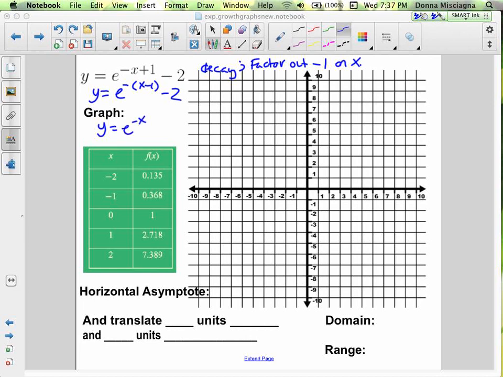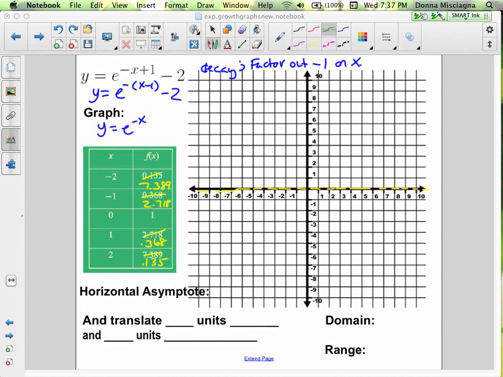All right, and it was the same values we had a slide ago. So they're just going to switch, right? This one's going to be, so instead of this, it's going to be 7.389. This is just a reciprocal. This one's going to be 2.718. That won't change. This one is 0.368. This one is 0.135. There we go. Ta-da! Let's graph our horizontal asymptote. There it is. Ta-da!